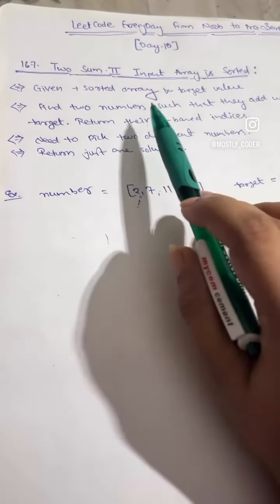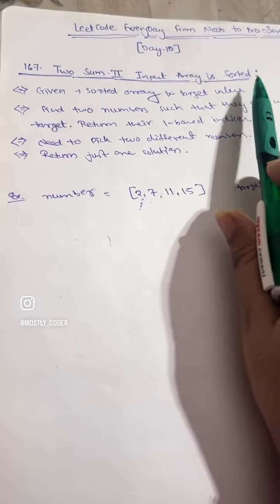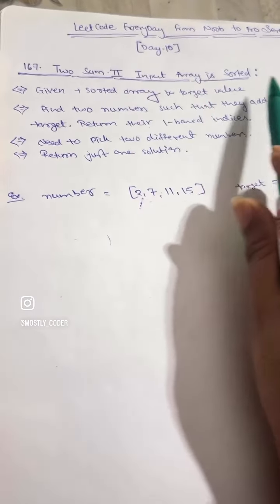Today is day 10 and today we are going to discuss LeetCode 167, Two Sum II, where the input array is sorted. Yesterday we had discussed Two Sum where the input array was not sorted. Okay, let's see what is given in this.